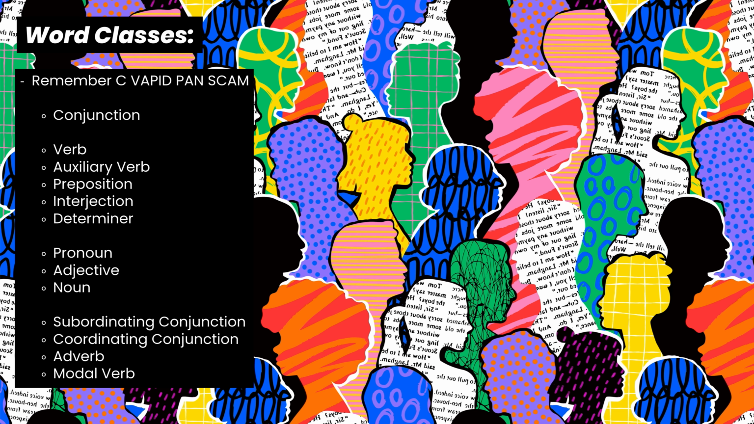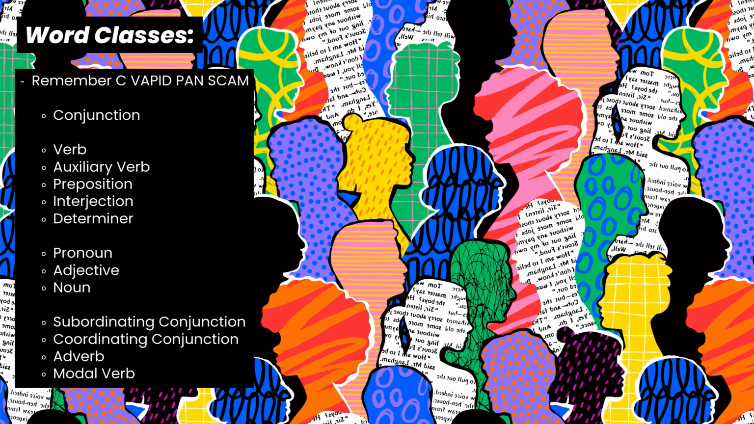Now, there are a lot of word classes to remember. So when you're trying to think of the specific word classes, remember see, vapid, pan, scam. And our word classes, of course, are conjunctions, verbs, auxiliary verbs, prepositions, interjections, determiners, pronouns, adjectives, nouns, subordinating conjunctions, coordinating conjunctions, adverbs, and modal verbs.